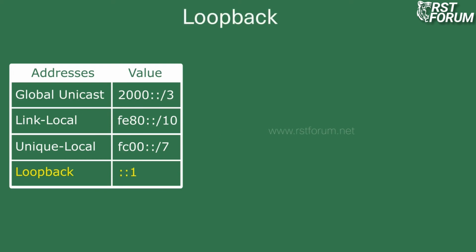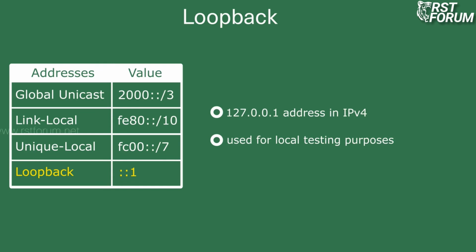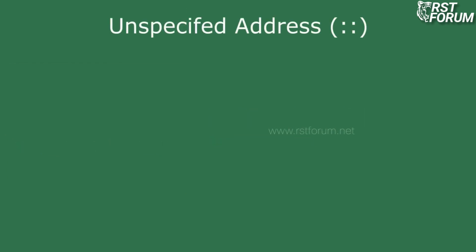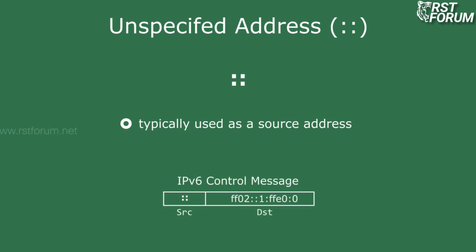Next is the loopback address, ::1. This is like the 127.0.0.1 address in IPv4, and is used for local testing purposes. The last is the unspecified address, represented as ::, typically used in the source address field of a packet, when an interface does not have an address, and is trying to acquire one dynamically.